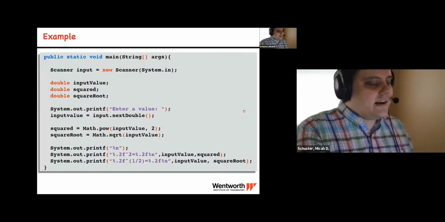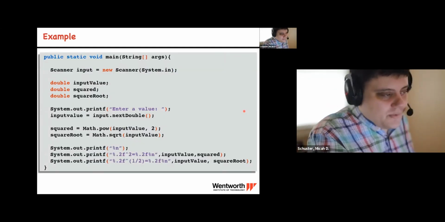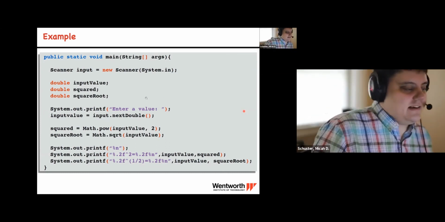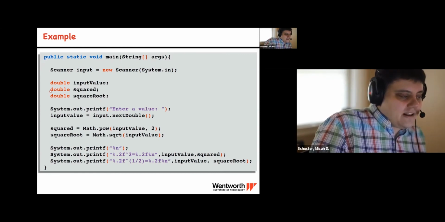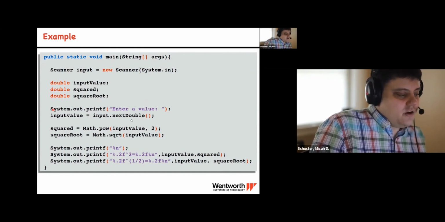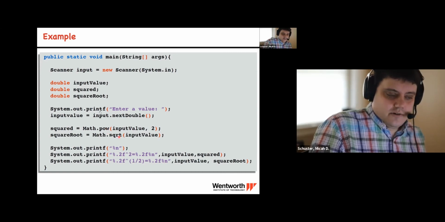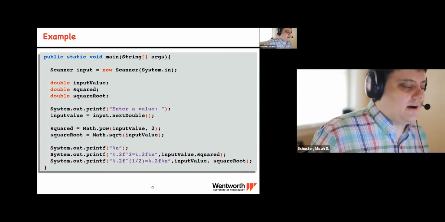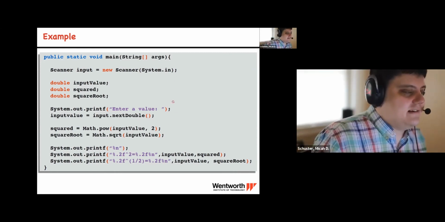So here's a quick example. You will be doing something like this in the next exercise. I just wanted to point out a couple of things here: creating the variables, reading in a value, and in this case, doing both a power and a square root. You read in a number, raise the input value to the power 2, compute the square root, and print it out. You can take a closer look at this example when we're working on the exercise, because you'll be doing something very similar.